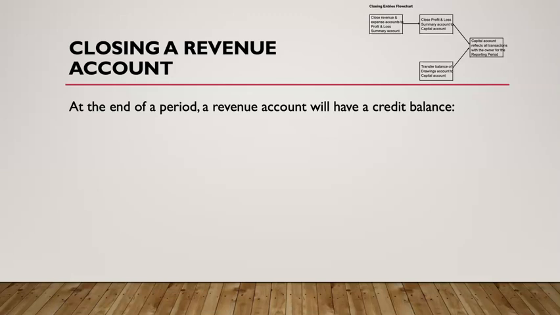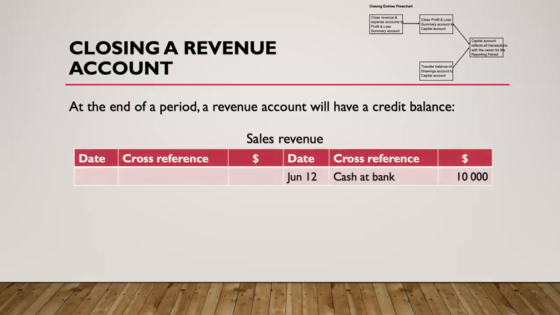So how do we close a revenue account? Remember, thinking back to earlier, revenue that increases, and we often expect revenue to increase, is a credit. So at the end of a period, a revenue account will almost always, in fact always will, have a credit balance. Like this. Sales revenue of this imaginary company was $10,000 for the month of June. How do we know this? On the credit of our ledger, we have one transaction. Clearly, we've made a sale for cash of $10,000.